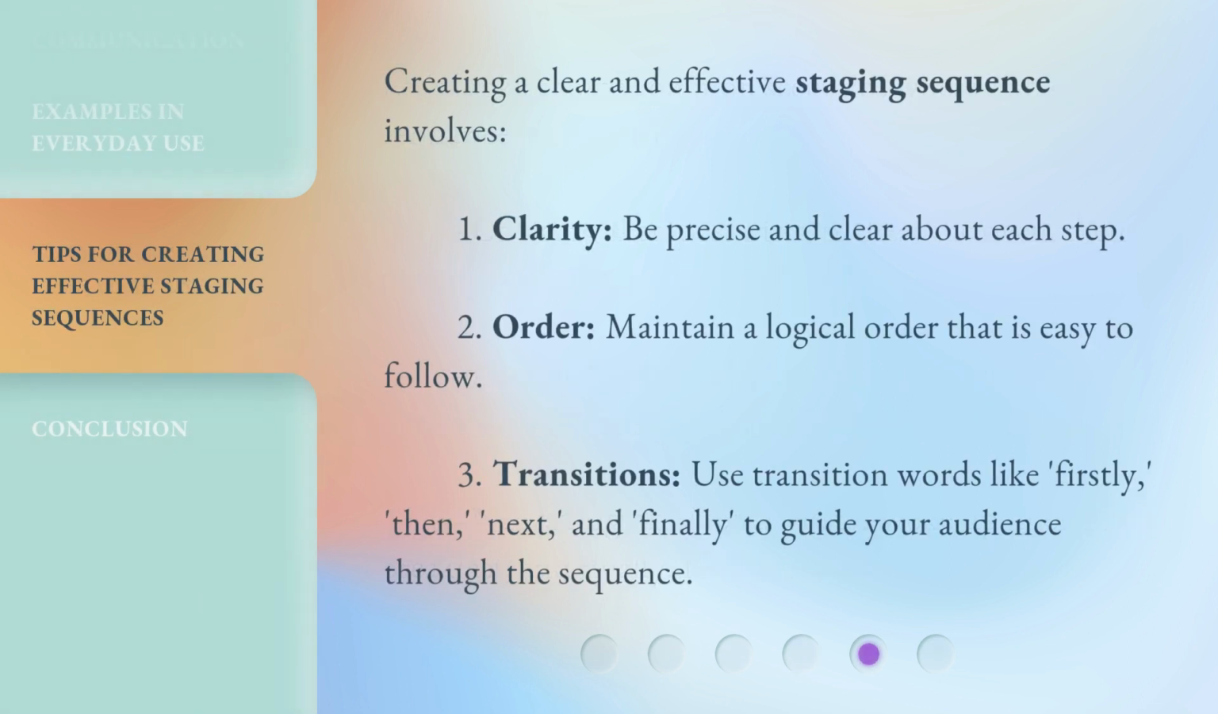Creating a clear and effective staging sequence involves: 1. Clarity. Be precise and clear about each step. 2. Order. Maintain a logical order that is easy to follow. 3. Transitions. Use transition words like firstly, then, next, and finally, to guide your audience through the sequence.